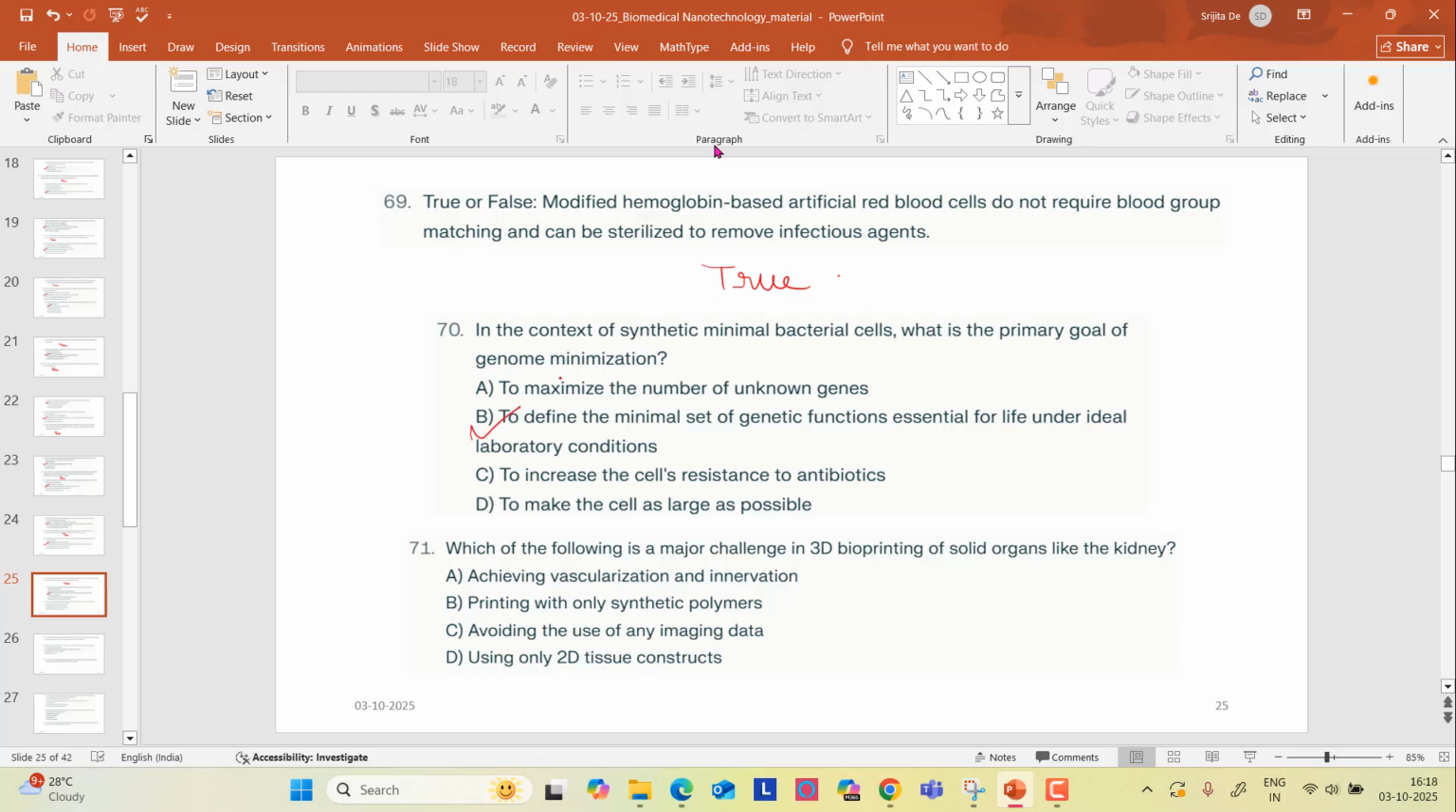Which of the following is the major challenge in 3D bioprinting of solid organs like the kidney? Achieving vascularization and innervation, printing with only synthetic polymers, avoiding the use of any imaging data, using only 2D tissue construct. Option A. Yes, it is the vascularization.